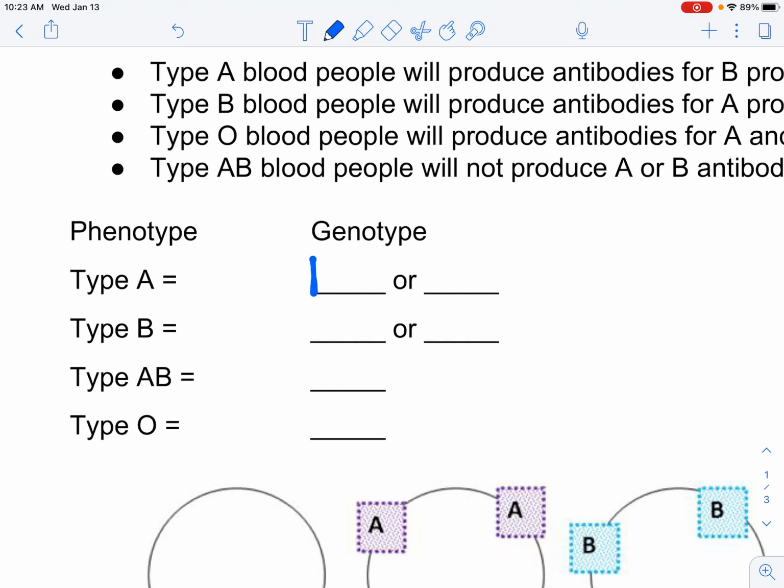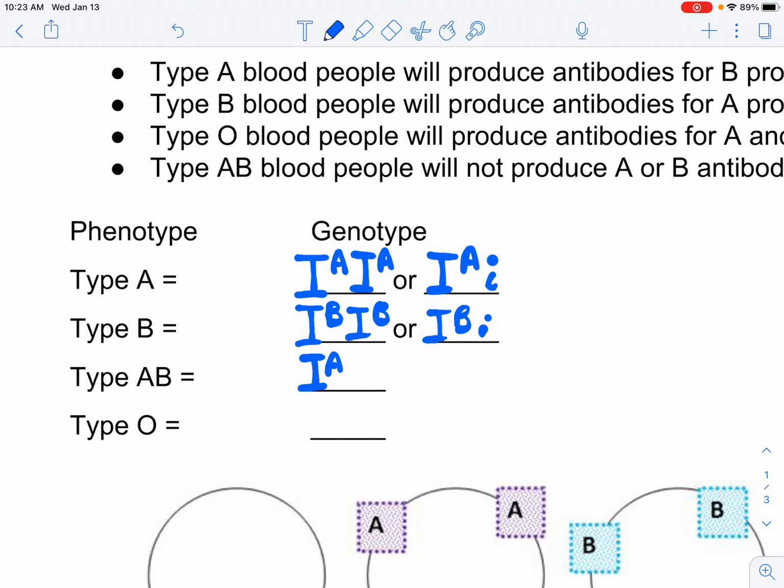So if you're type A, you have the IA allele. You either have it twice, or you have it once along with the little i, which again is just a placeholder. The gene doesn't do anything. So to have type A blood, you have to have the IA allele. To have type B, it's very similar, but it's going to be IB IB, or IB little i. Type AB, of course, is one of each of those. And type O would be neither of those.